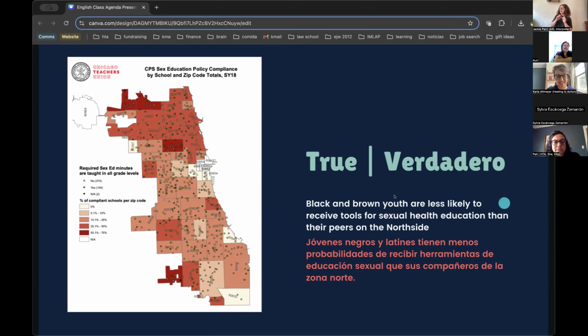Thank you, Audi. One thing that I want to just mention is that the North Side's implementation is still not great, but you can see this map, and this is from the Healthy CPS 2018 report. It still shows that it's significantly more implemented on the North Side than it is on the South Side. This still remains true to today. Even though this map is reflecting 2018, it's essentially the same percentage for 2024.